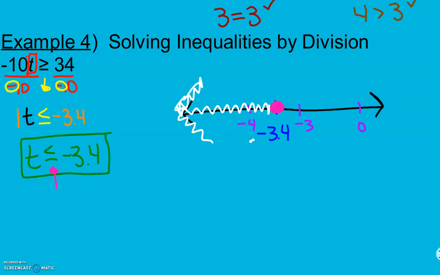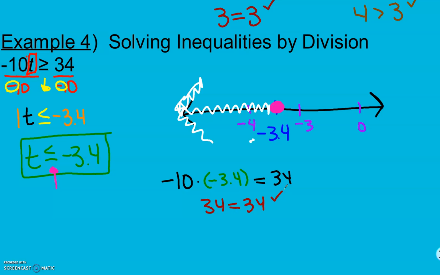To check, we're going to check both our boundary point and our graphing. So negative 10 times, my boundary point is negative 3.4. And I want that to be equal to 34. When I check here, I get 34 equals 34. That checks and we're good.